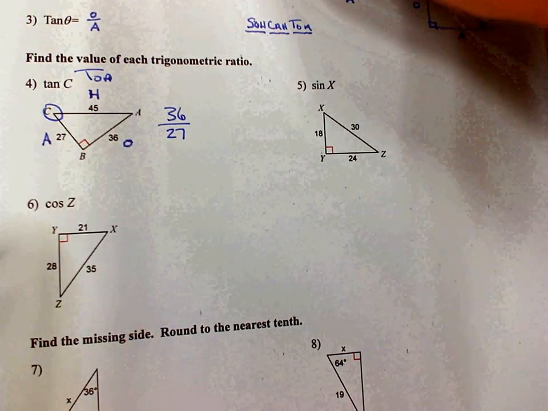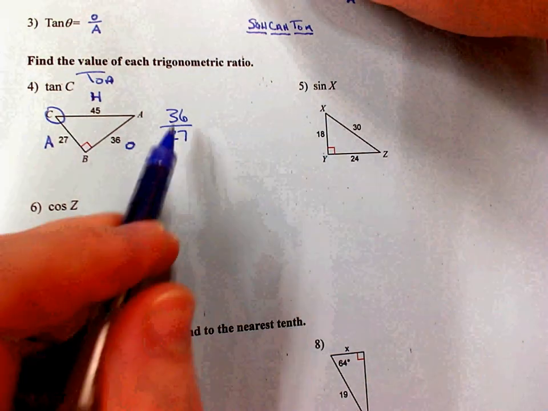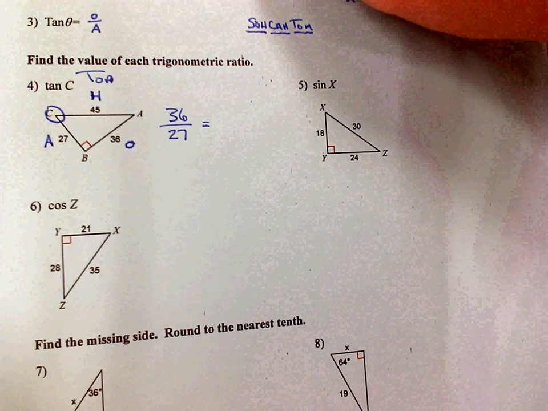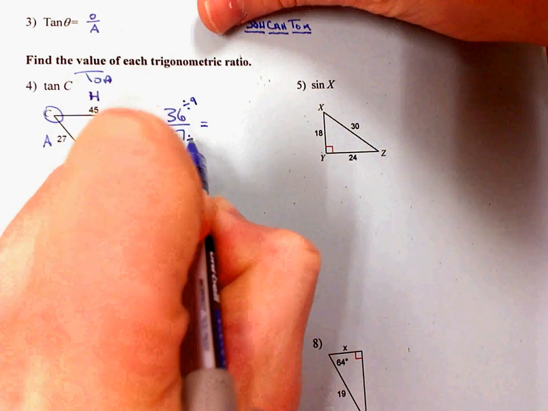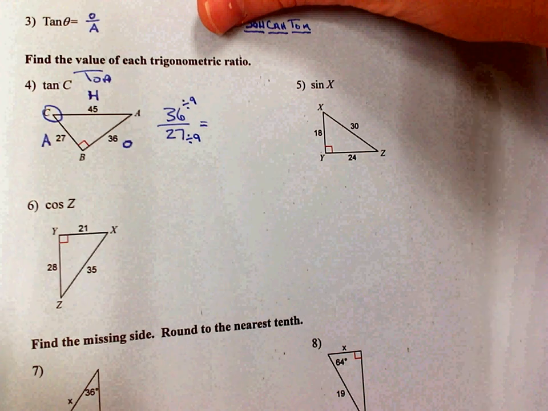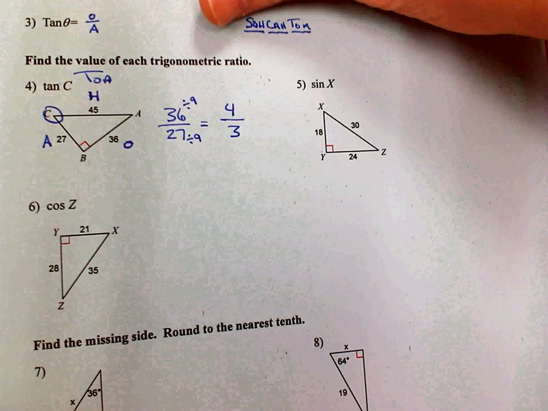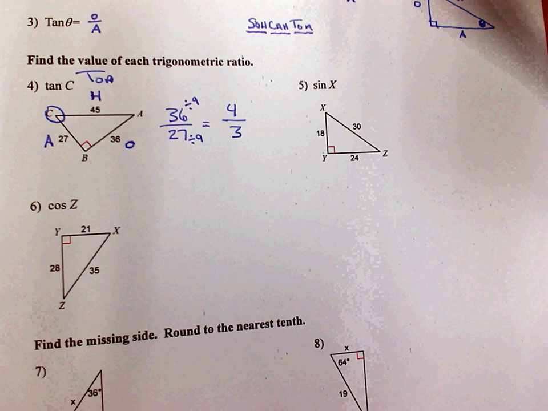Now, hopefully like any good math student, you look at that fraction and think, hey, that's big numbers, that's a fraction. I can probably reduce that, simplify that, whatever you tend to say. So I look at this and I say, hey, I could divide both of these by 9. And if I divide both of those by 9, that's going to leave me 4 on the top and 3 on the bottom. And isn't 4/3 a whole lot easier to think about than 36/27?